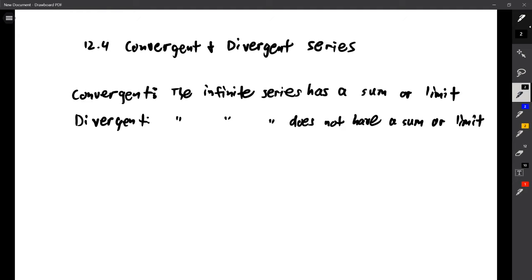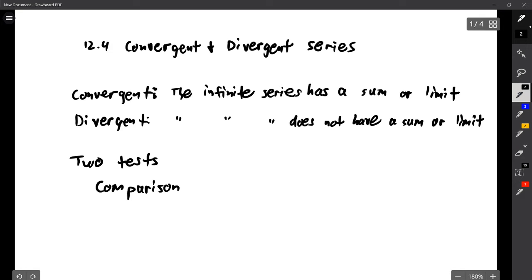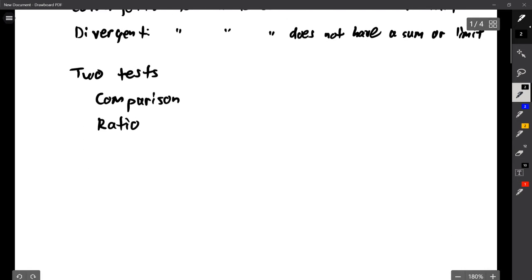Okay, so we have two different ways of analyzing whether a series is convergent or divergent. And so we have two tests here. One of them is called the comparison test, and the other one is called the ratio test. So we'll say that's test 1, test 2. So the comparison test.